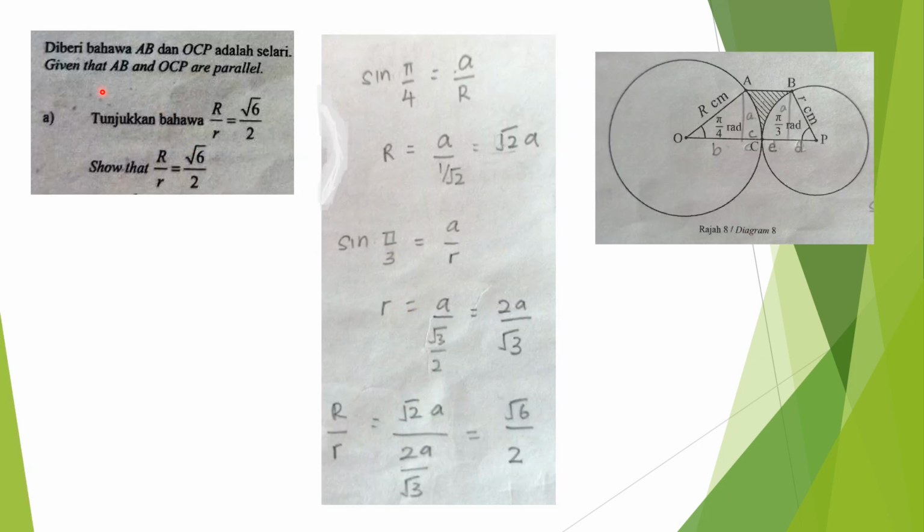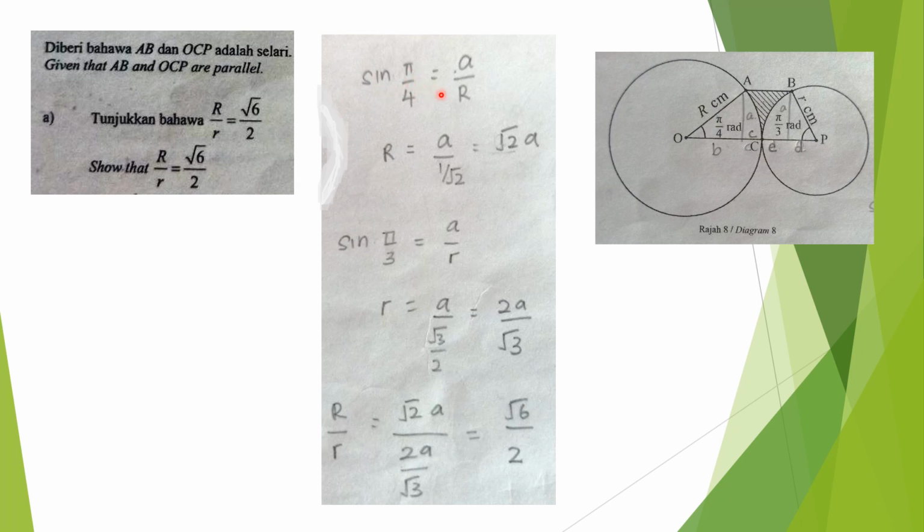It is given that AB and OCP are parallel. So the first question is to show that R over r equals square root 6 over 2. Why did I ask you to draw a straight line? You can form a right angle triangle, so you can use trigonometry here. So from the big circle, you use the trigo.